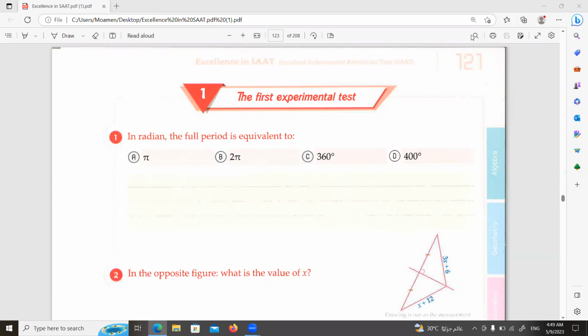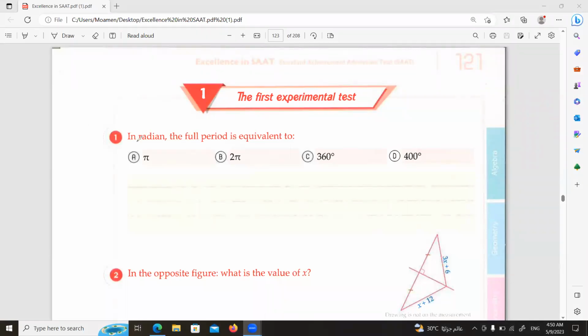This is your first revision session. We'll start our revision session with the first experimental test, the first test in your book, exam number 1. We will start directly on this exam, and inshallah I'll try to finish all the exams with you before your examination. First, number 1.